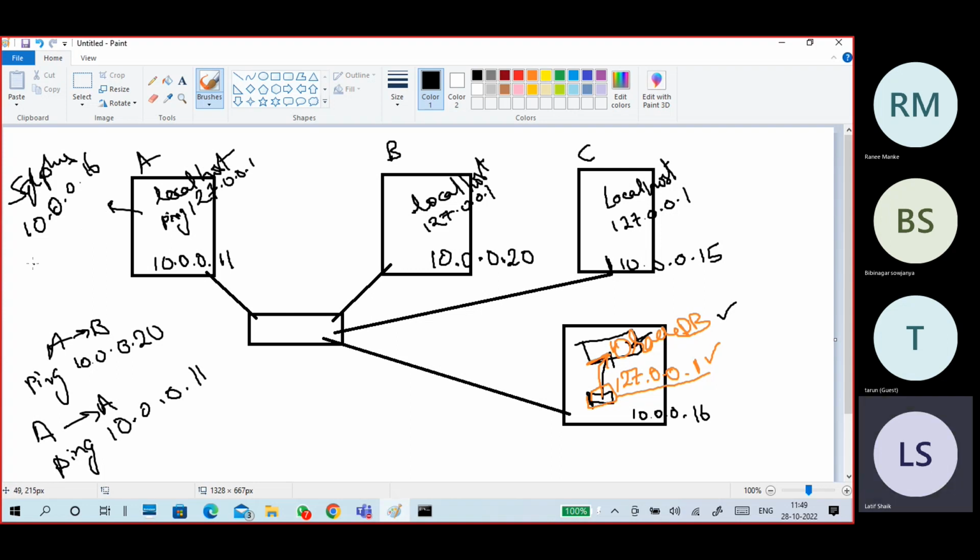Why not 127.0.0.1? In A, if I use 127.0.0.1, the request goes to its own PC only, not to this PC. Like this is PC D. The request does not go to PC D. The request goes to PC A only if I use this one. In this one, the request goes to PC D.